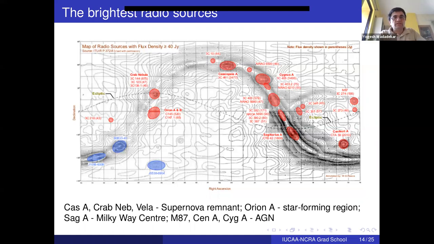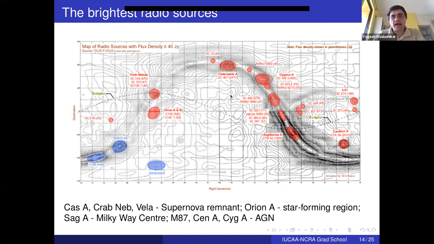Now, the study of AGN began in earnest with the discovery of bright radio sources in the sky, a number of which turned out to be AGN. So what is shown here is now in equatorial coordinates rather than galactic coordinates. Here you can see the plane of the Milky Way, and shown in these red and blue contours are individual radio sources. For example, Orion A and B are a star-forming region. This one is the Crab Nebula in Taurus, which is a supernova remnant.